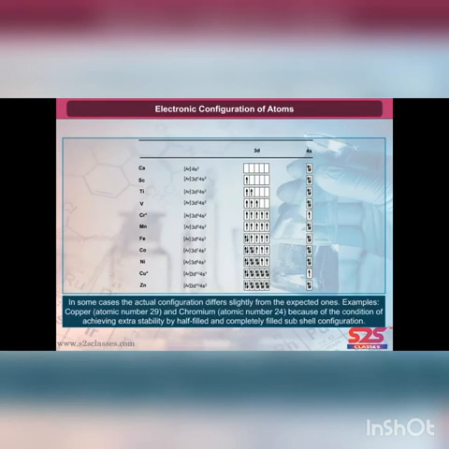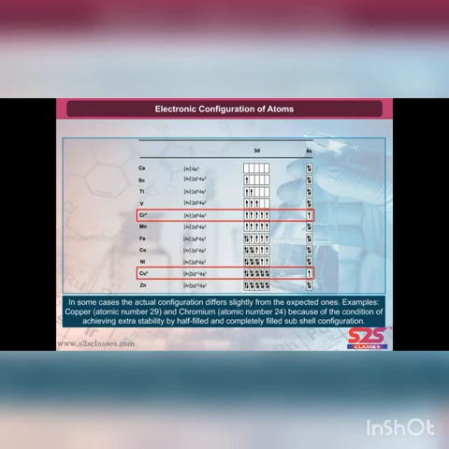In some cases, the actual configuration differs slightly from the expected ones. Examples are copper, atomic number 29, and chromium, atomic number 24, because of the condition of achieving extra stability by half-filled and completely filled subshell configuration.